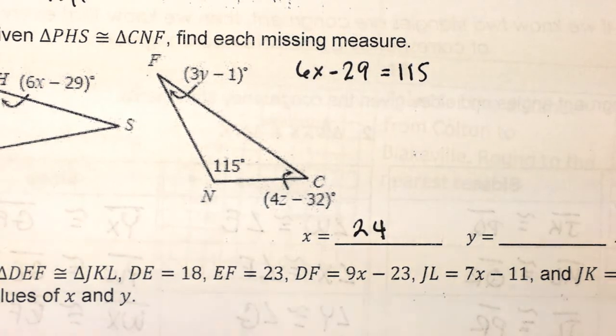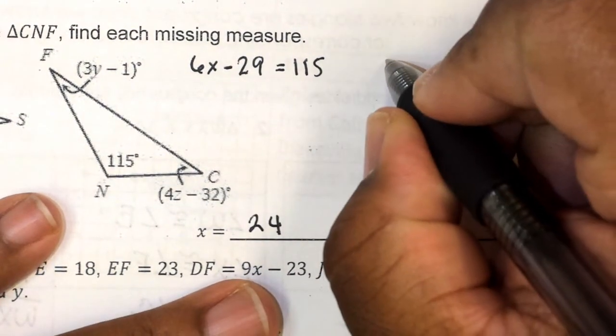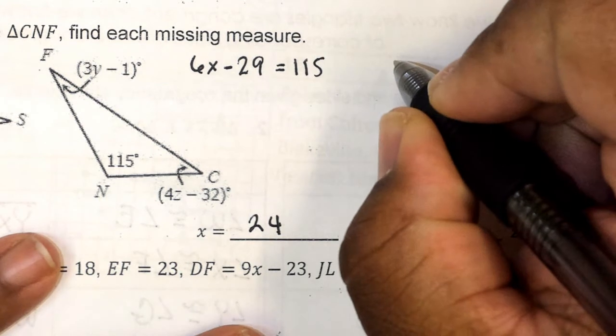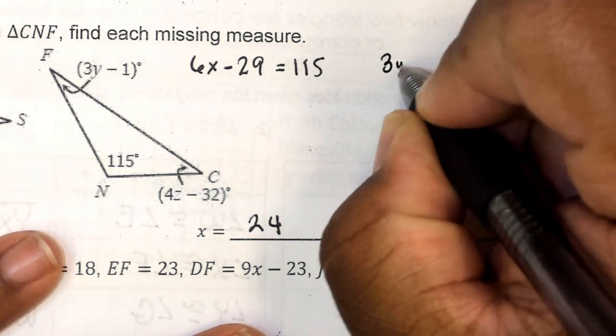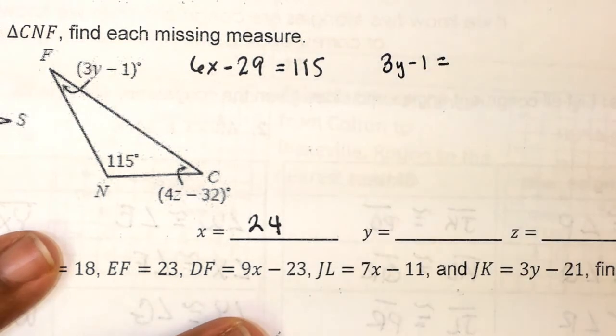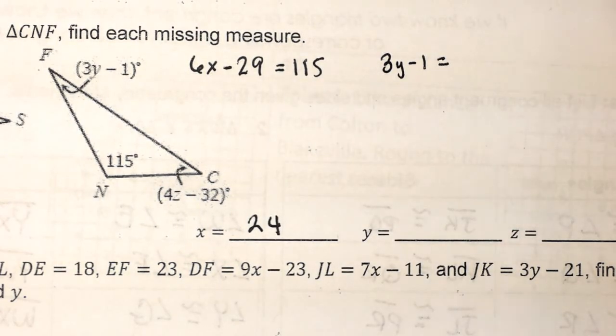Alright, so y'all should have got 24 by now. Let's not play these games. The second one, we're solving for Y. The expression for Y is on angle F. It is 3Y minus 1. We've got to figure out what to set that equal to, though. Angle F is congruent to what angle?